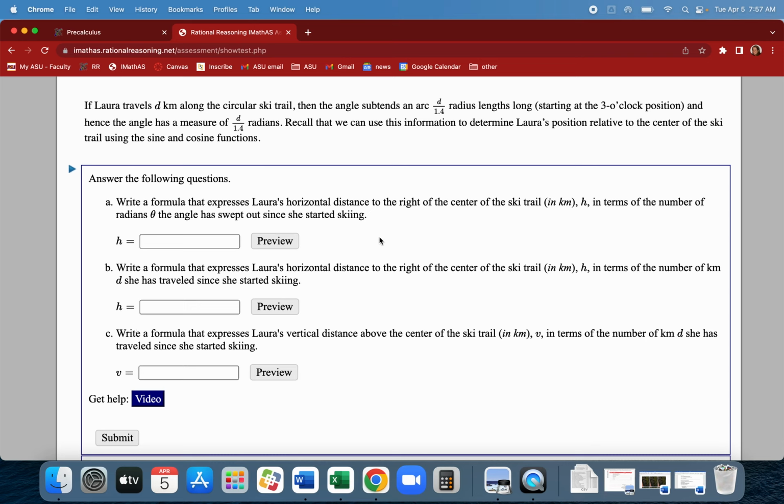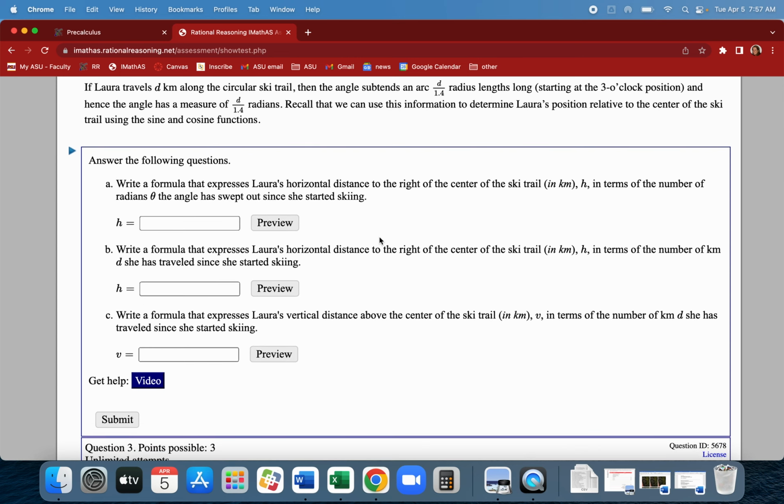So let's see, the actual questions asked here, I think we kind of covered those. Horizontal distance in terms of number of kilometers. Oh, so I just wanted to point out the difference between question A and question B here. They're very similar. Write a formula expressing horizontal distance to the right of the center, and we're calling this h, in terms of, for part A, the number of radians, and for part B, the number of kilometers she's traveled.